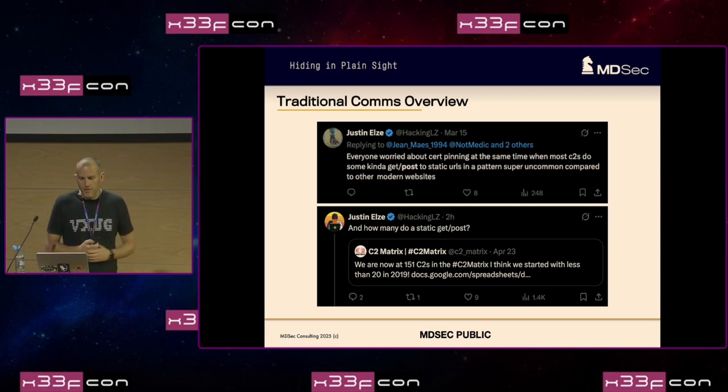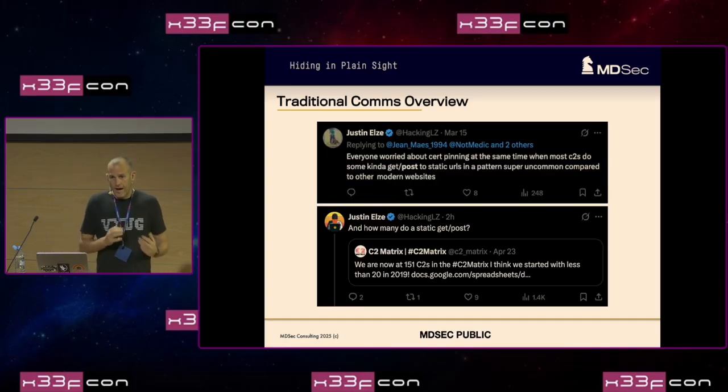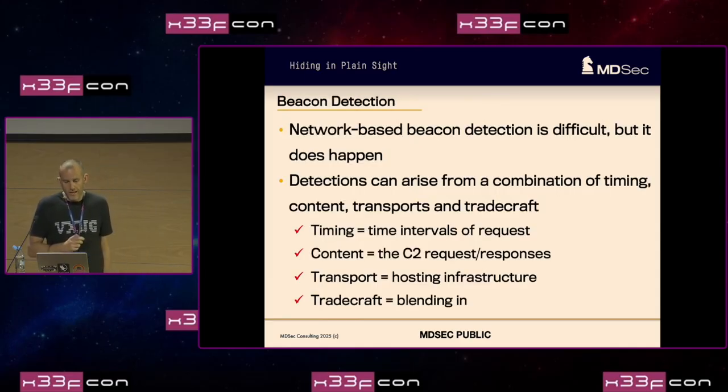I can see Justin's hinted this a few times on X, and I was curious. Well, can we build network-based detections for beaconing on some of these things, and how effective are they? Well, the spoiler is it's a little bit tricky, and particularly if you're looking to do it at scale, but it does happen. So at a high level, I categorize the different vectors that we can use for detection into 4 different categories.